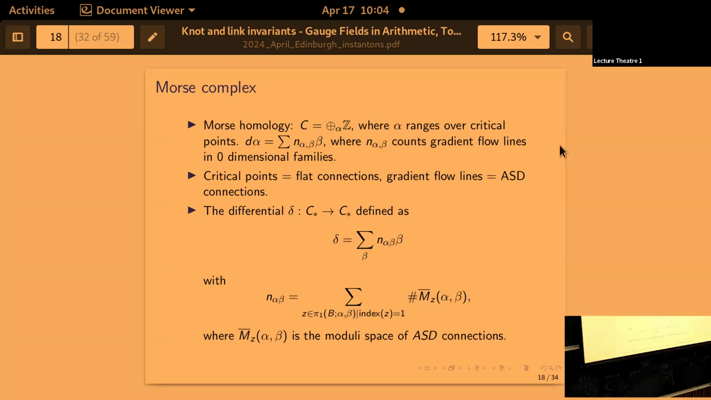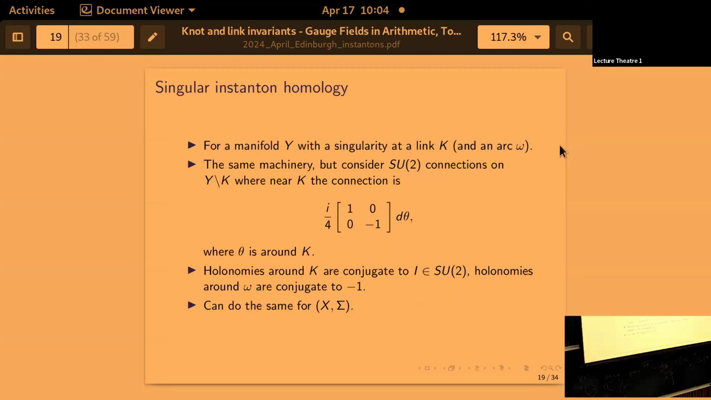Okay, but that's for a 3-manifold, and we started with knots and links, which are embedded one-dimensional manifolds in my 3-manifold. But it turns out you can also get an invariant of that using this gadget, where if you start with a manifold, you can consider an SU(2) bundle with a singularity at your link.